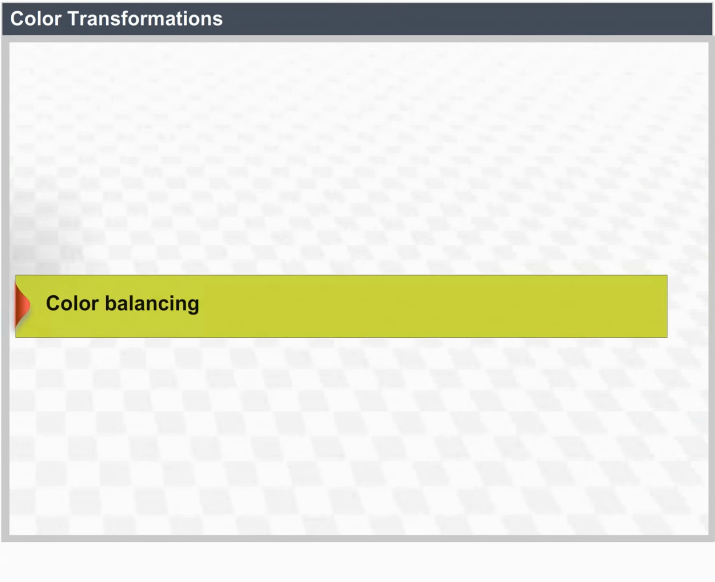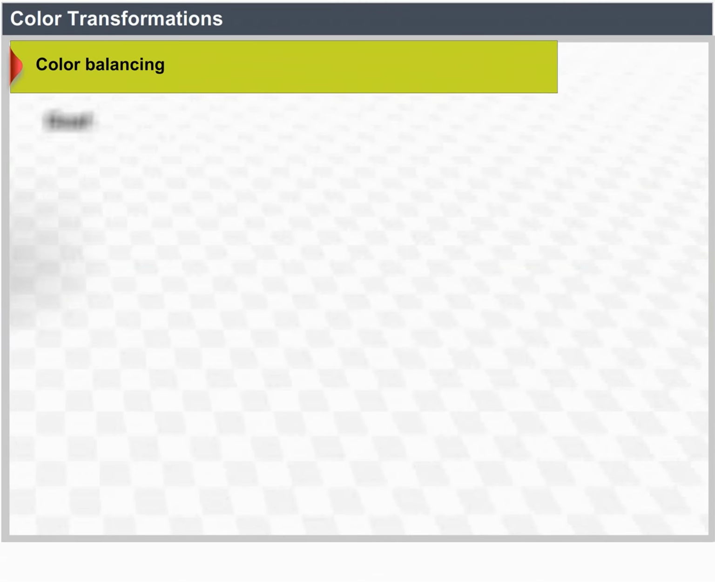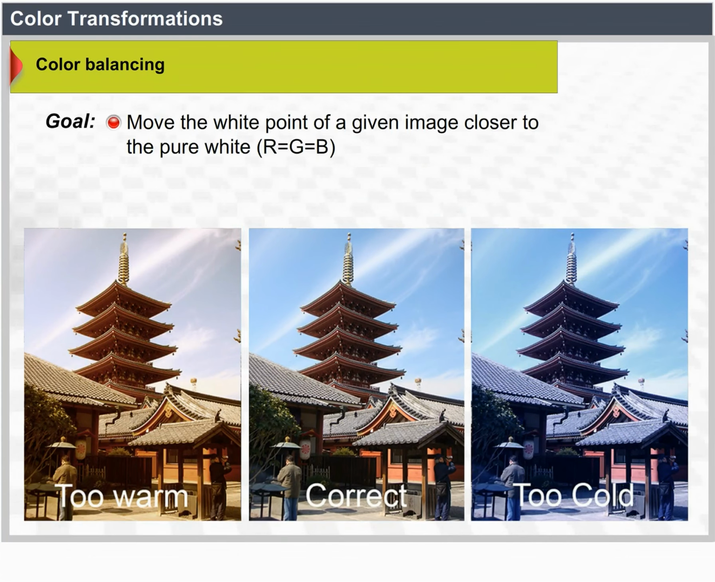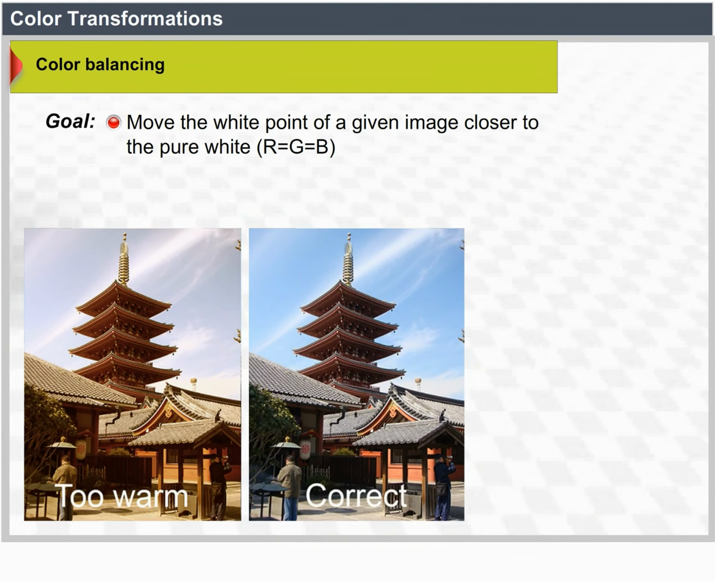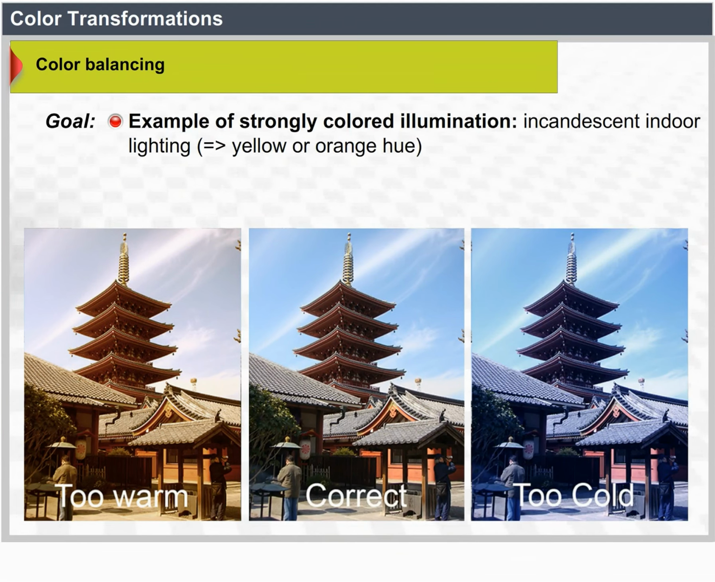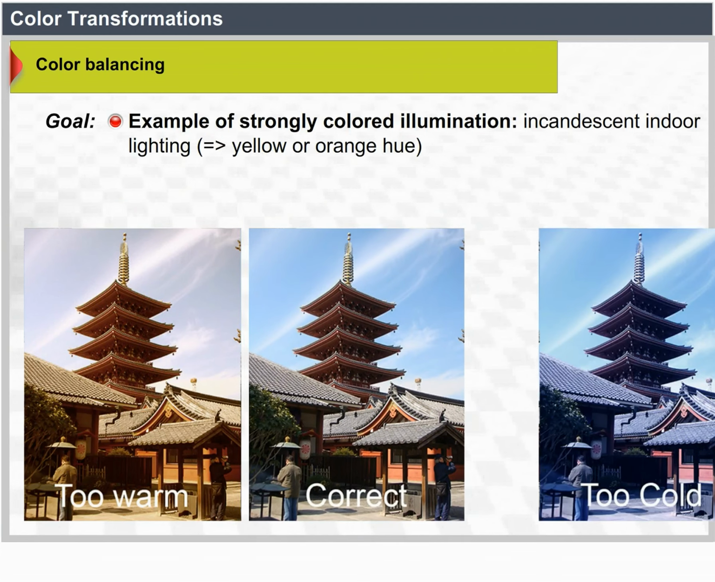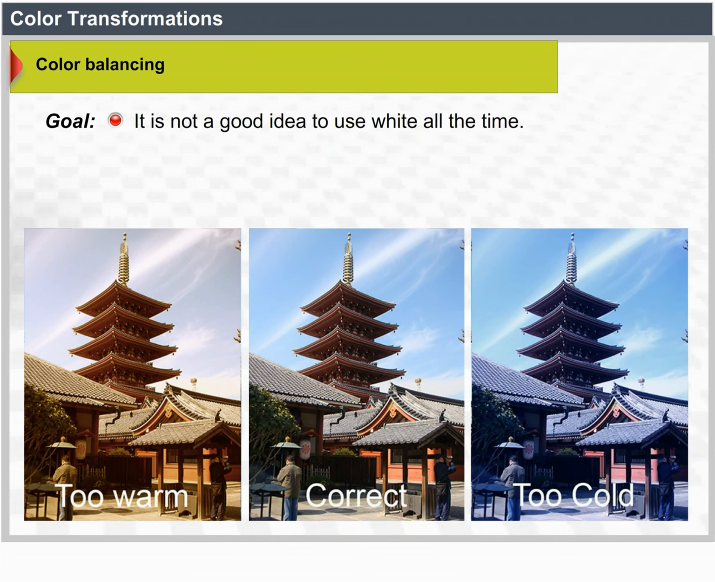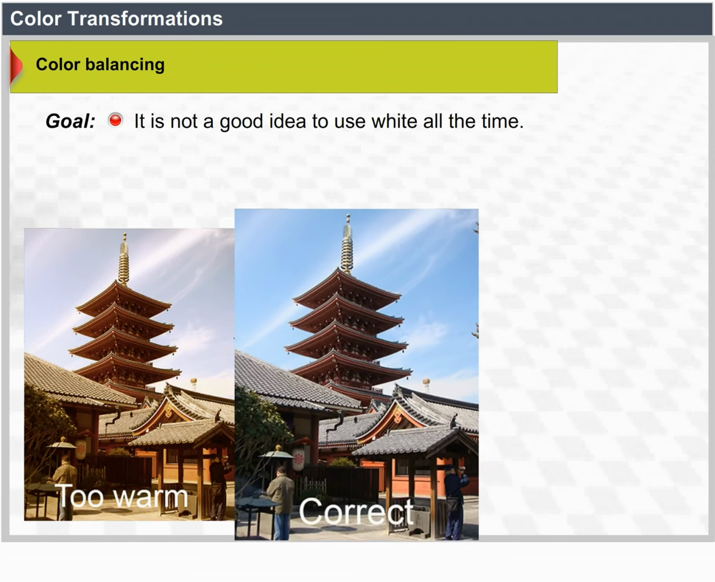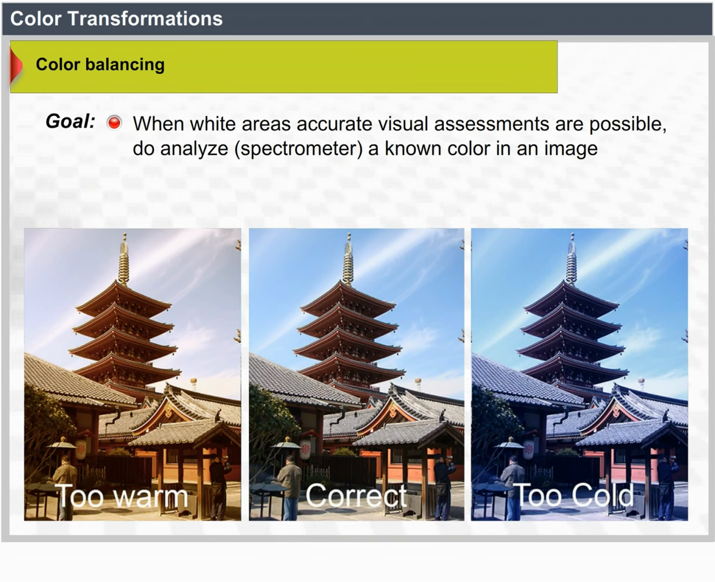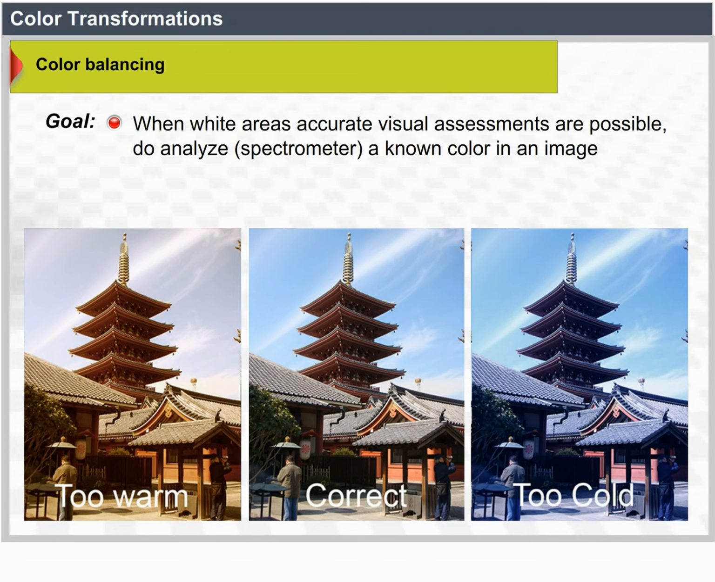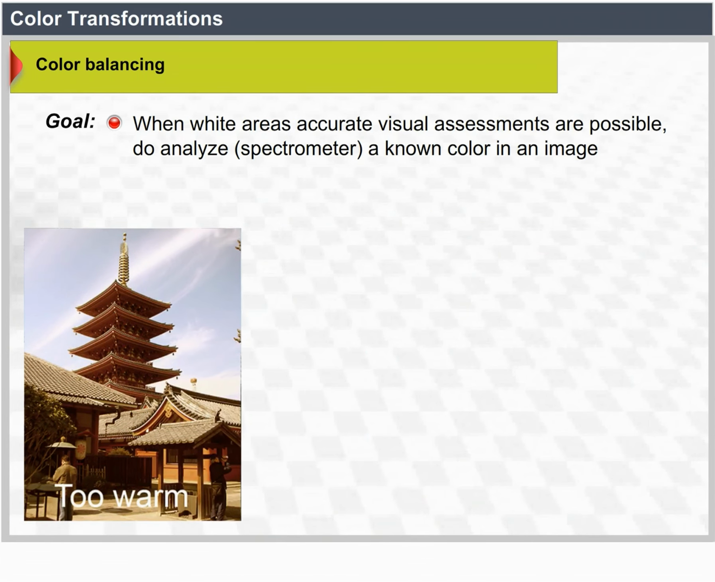Color balancing. Goal: move the white point of a given image closer to pure white, where R equals G equals B. An example is a strongly colored illuminant, such as incandescent indoor lighting with a yellow or orange hue. Using white may not always be a good idea. Analyze a known color in an image with white areas, so accurate visual assessments are possible. Another example is skin tones. Color balancing corrections for CMYK color images are shown on the screen.